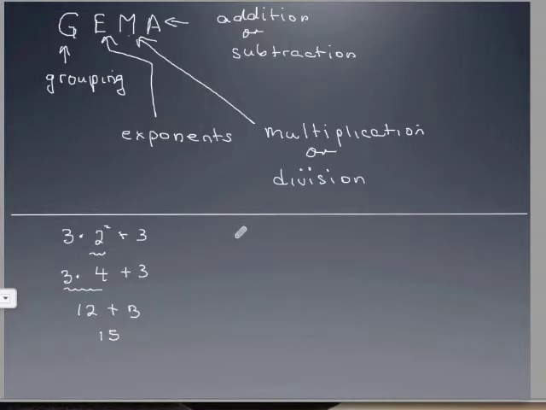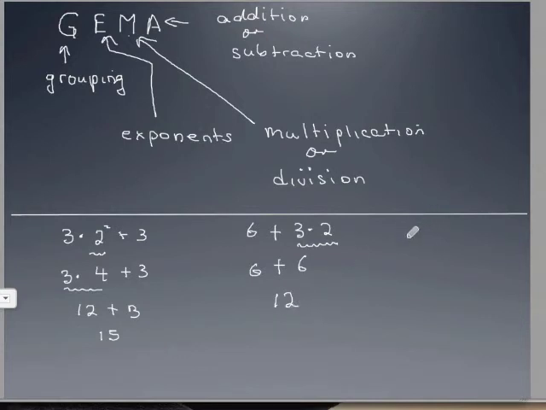Let's try another. 6 plus 3 times 2. Multiplication before addition and subtraction. So keep the 6 and simply do the multiplication. And then this is your answer. 6 plus 6 is 12.